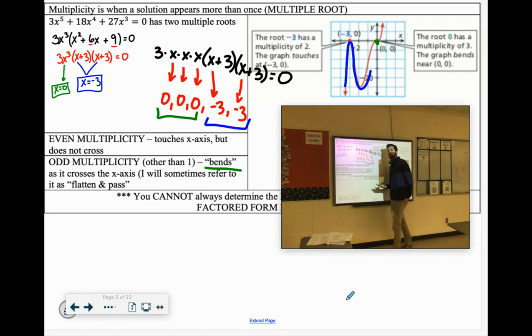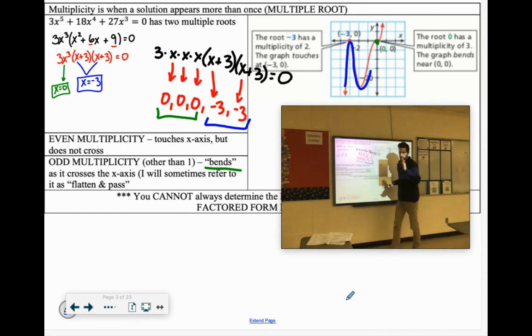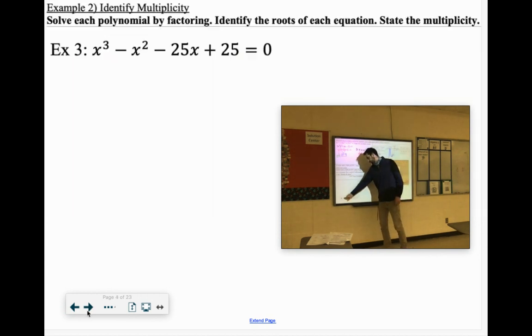So you can't always tell the multiplicity of something by looking at the graph. You have to look at it in factored form to determine that. Now you can determine if it's an even or odd multiplicity, but that's about it from the graph.